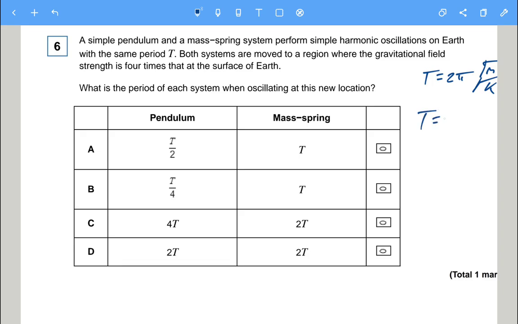And then the other one is T equals 2 pi root L over g. Then we just need to have a look and a think, really. The mass spring system is a bit of a confusing one, but it doesn't contain g. There's no gravitational field strength, so it's constant, it doesn't change. No matter where you took the mass spring in the observable universe, no matter what the gravitational field strength is, it still oscillates with the same time period.